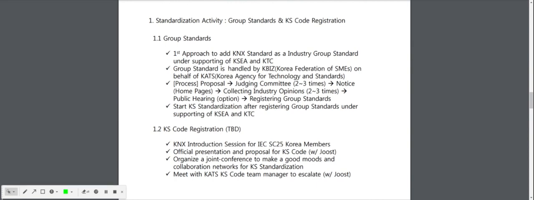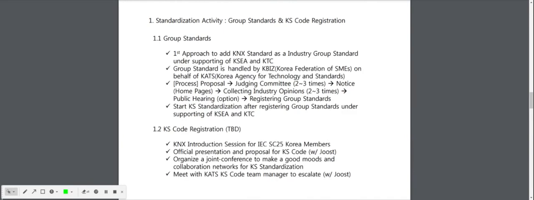So what I want to do is to add a KNX standard into the group standard at first. This is a beginning approach for our next KNX code registration process. KNX code registration is very difficult, very tactful, and very hard to handle in a short time. That's the reason I think it will need at least 1.5 years from now. After finishing the registration of the group standard, we will bring it to the IECSC 25 Korean members to introduce the KNX standard.